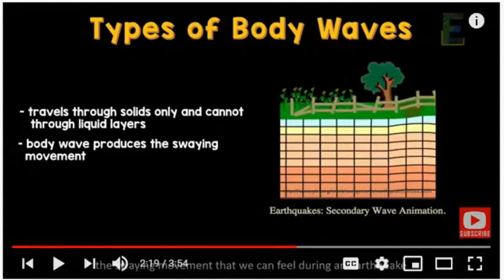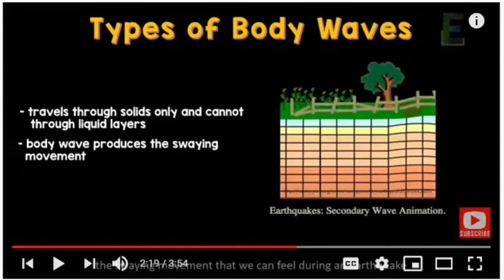So what about the secondary waves? They travel through solids only and cannot travel through liquids. It can partially affect the mantle, but not effectively. And it can affect the inner core, not the outer core. And it can affect the crust, but not the liquid layers.